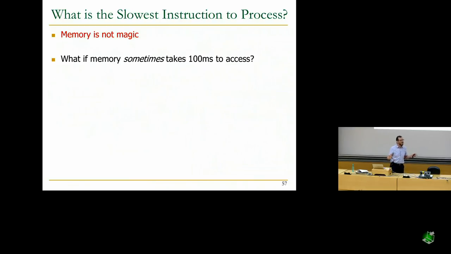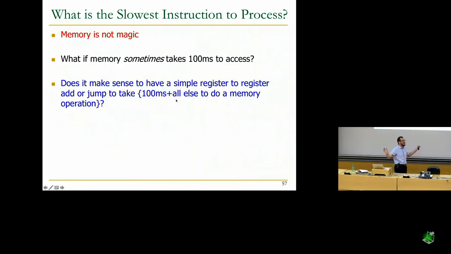So now you have a problem with your single cycle microarchitecture. It sucks, right? Why? Because your longest instruction now takes 100 milliseconds plus all else to do a memory operation. And you're forcing every single instruction to take that long. Even your jump instruction, right? Not good.